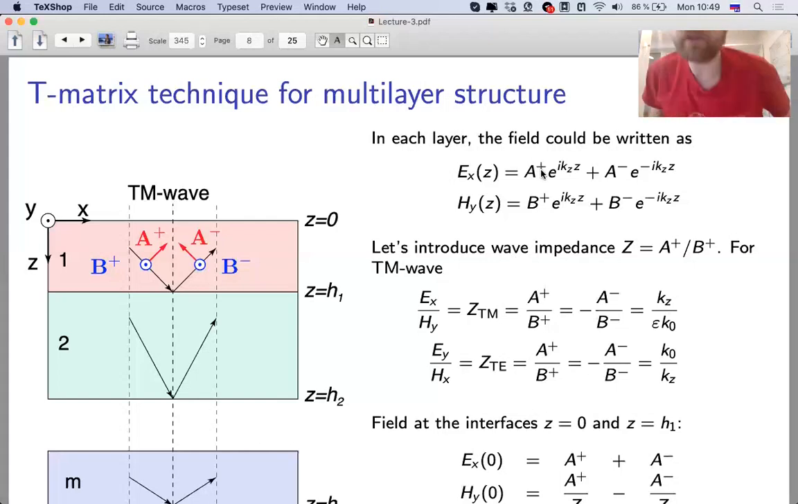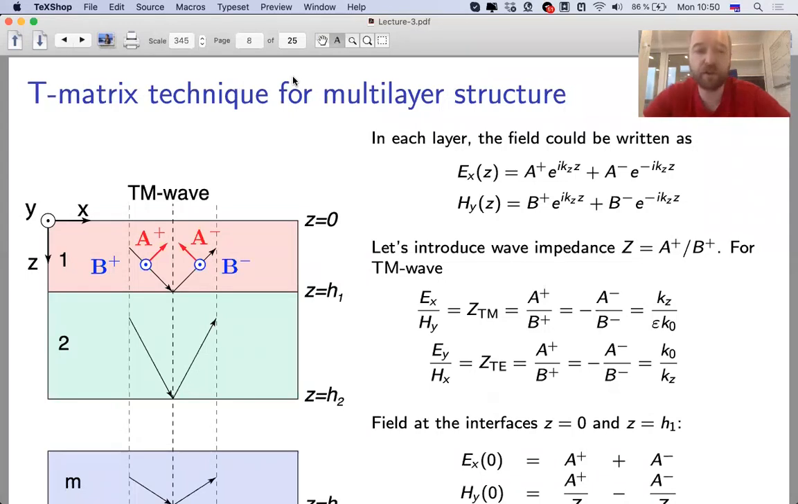So, in each medium, we can write these amplitudes. Okay, and then, guys, we have a question in chat. Can we extend the T-matrix method to solve problems in different coordinate systems, like spherical or cylindrical scattering problems? Exactly. The T-matrix method is quite general.